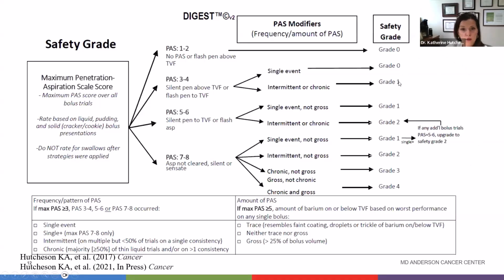So grade 1 safety would be a mild safety impairment, whereas grade 4 safety would be a profound or life-threatening safety impairment.